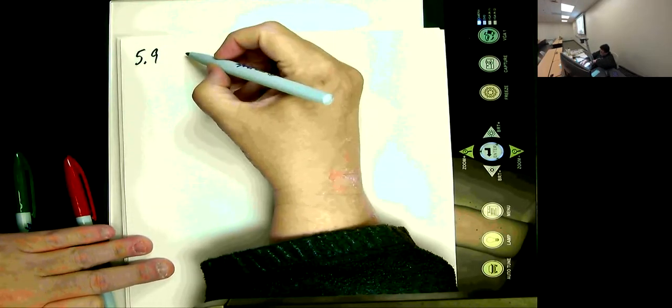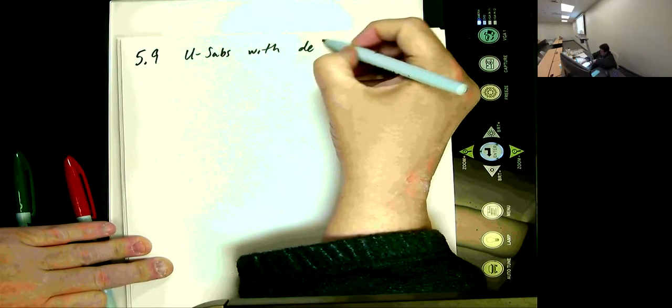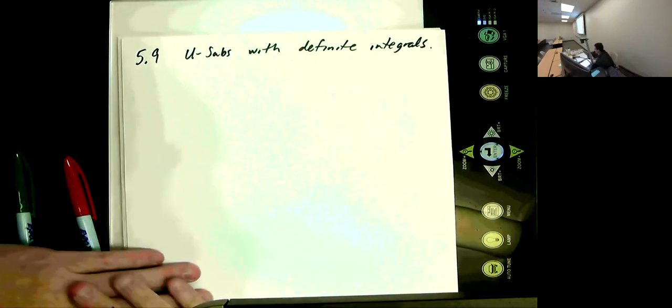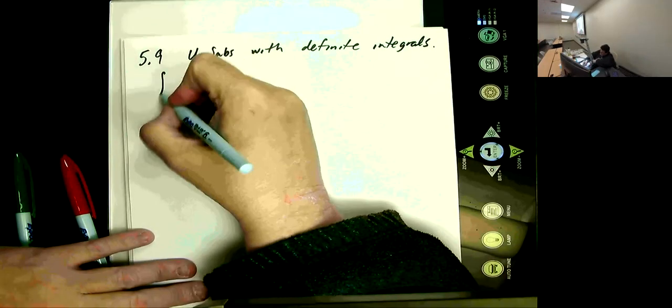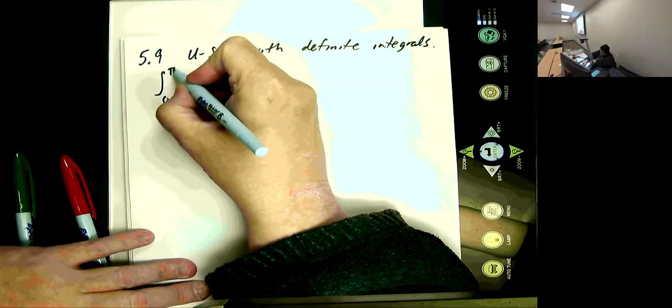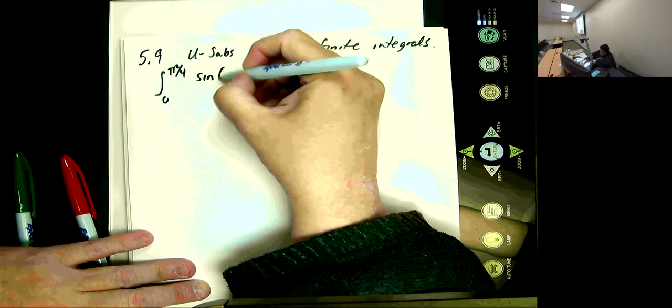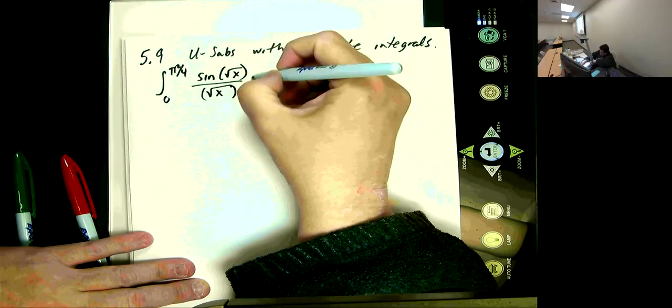Alright, this section's on 5.9. It's doing U-subs with definite integrals. Let's just say we have the integral from 0 to pi squared over 4 of sine of square root of x over the square root of x dx.